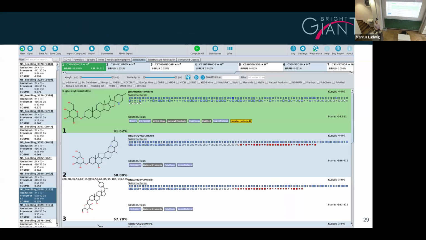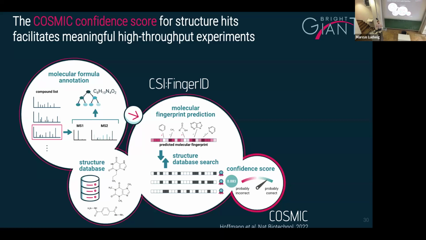In the end, what it looks like in the Sirius GUI, this will be the tab we are working on when we annotate molecular structures. But okay, now we can annotate compounds with molecular structures. The next natural thing we were asking is: is my structure annotation correct?